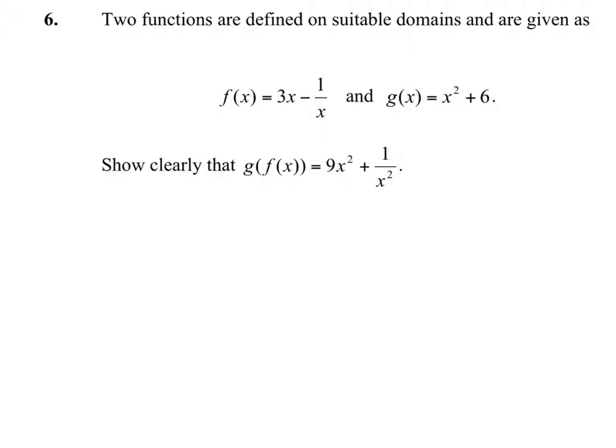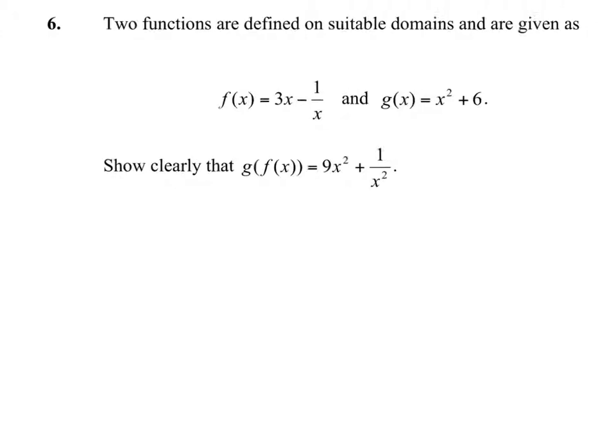Question number 6. Two functions are defined on suitable domains and are given as f of x equals 3x minus 1 over x and g of x equals x squared plus 6. We are asked to show clearly that g of f of x equals 9x squared plus 1 over x squared. So that's a composite function, and it's the f function, this one here, which is being substituted into the g function. So first of all, we'll write down what both functions are, and we'll give ourselves a little bit of room.